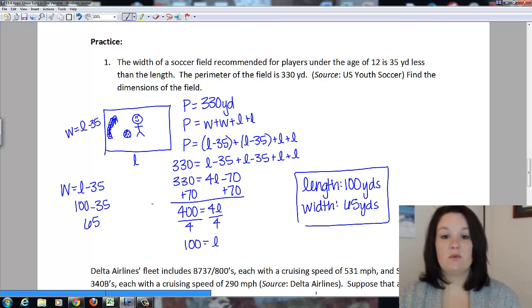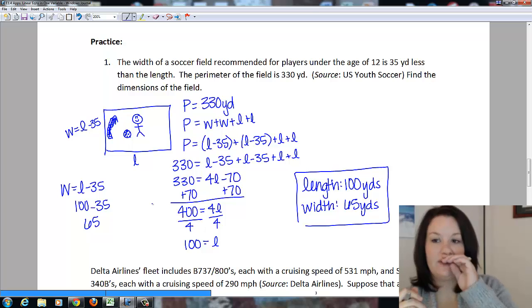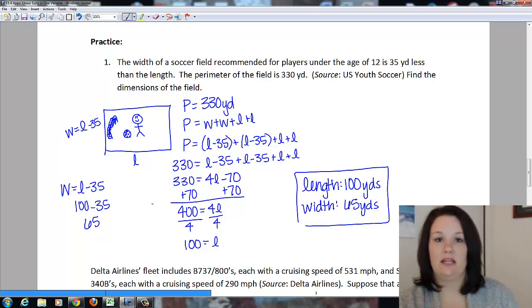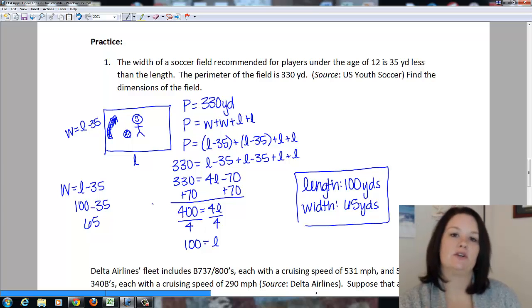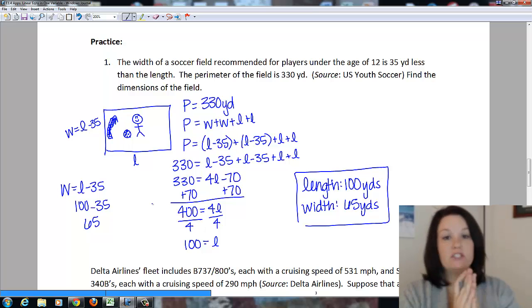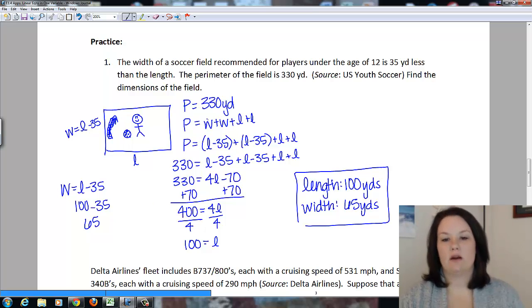Okay, so on this one, we're looking for the width of a soccer field, and we know that the perimeter is 330 yards, and we know that the width is 35 yards less than the length. The biggest mistake I see on this problem is people do 35 minus L rather than L minus 35. If it's 35 less than, you always start with the original thing, which in this case is the length, and then subtract the 35.